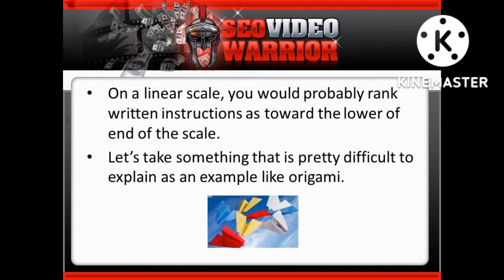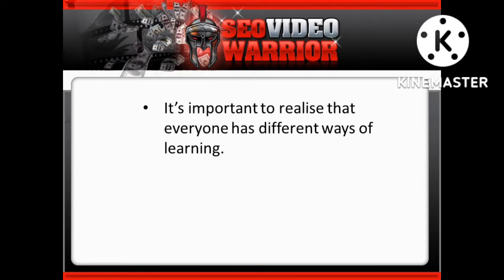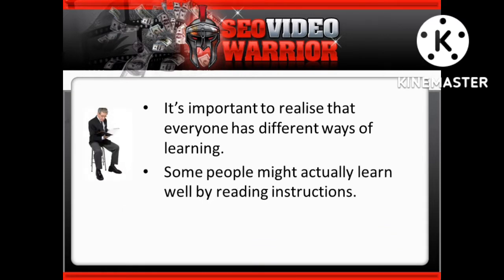Let's take something that is pretty difficult to explain as an example, like origami. If you've ever tried to make a paper crane, one of the most basic forms of the traditional Japanese art of paper folding, then you would have realized that it takes a lot more than a set of instructions to actually master this technique. It's important to realize that everyone has different ways of learning.